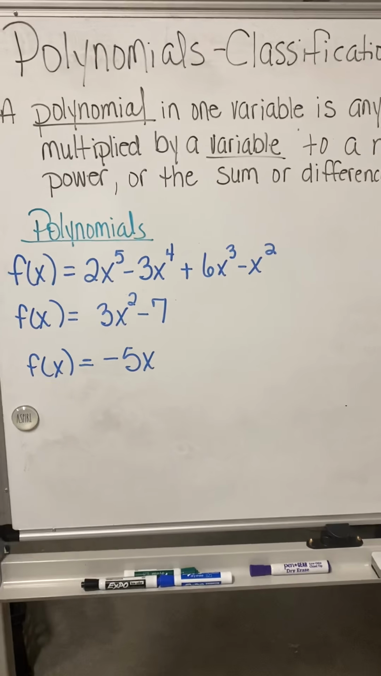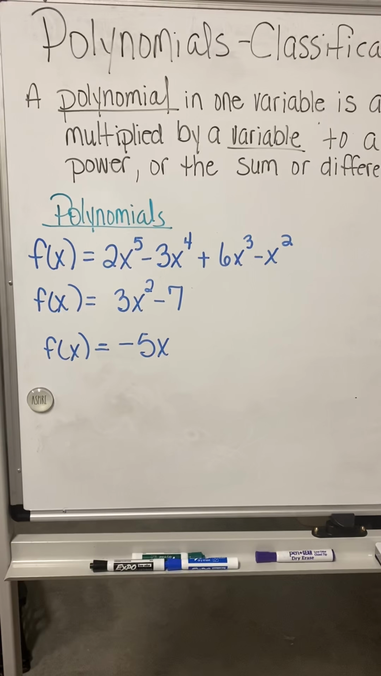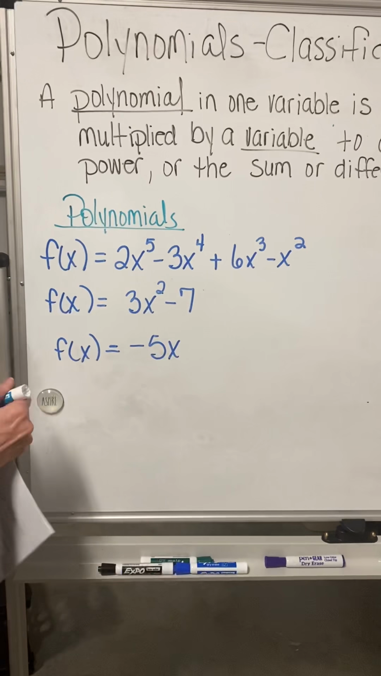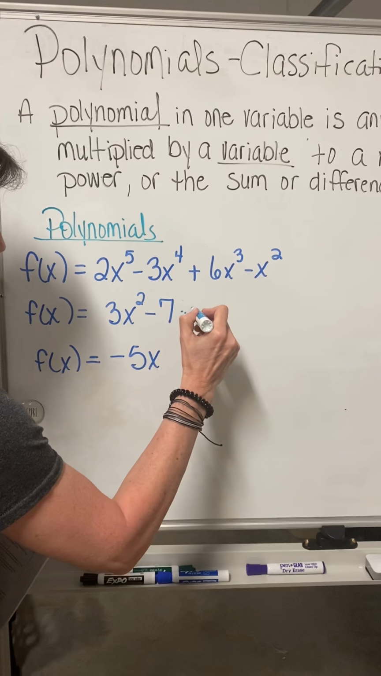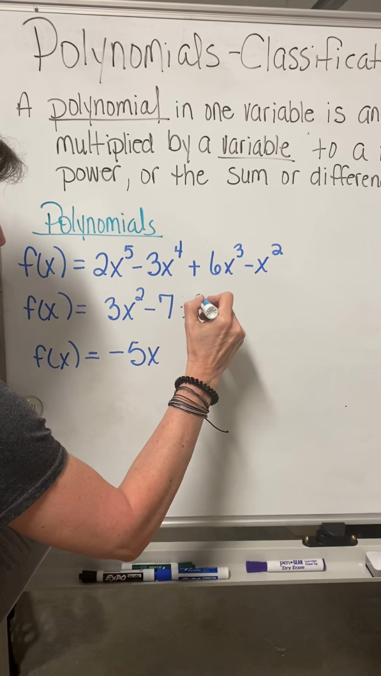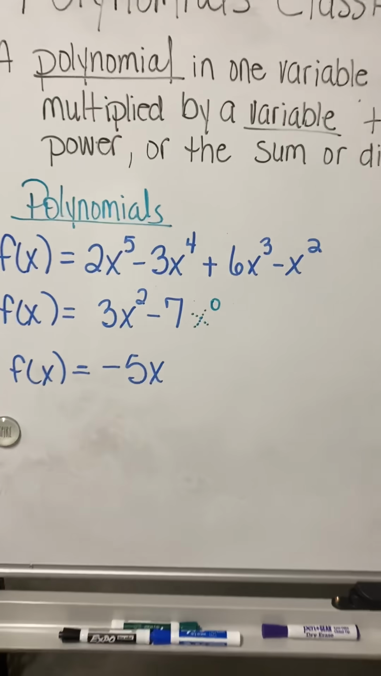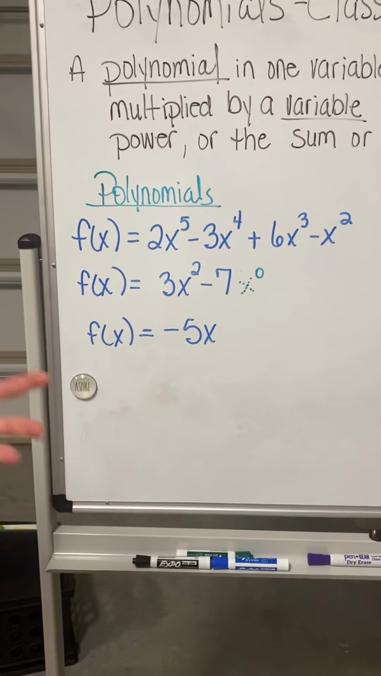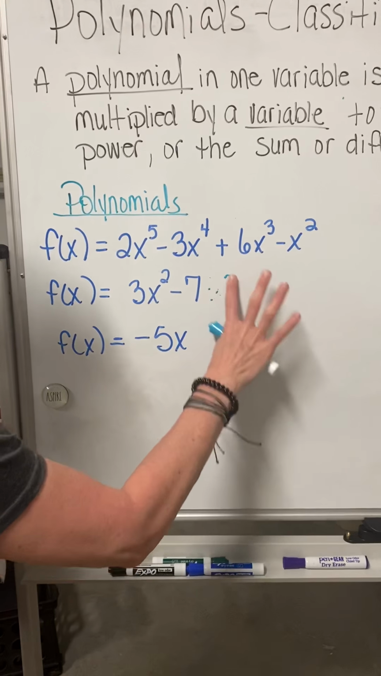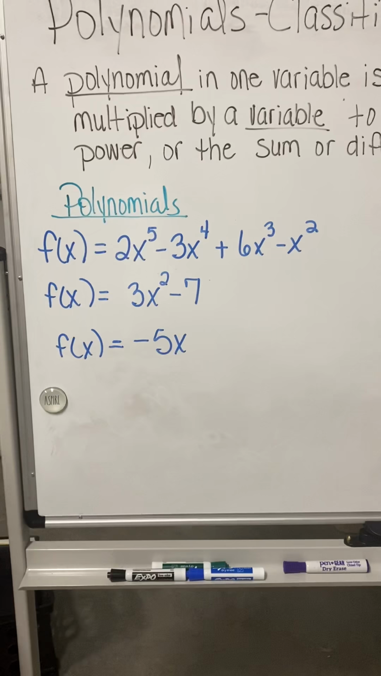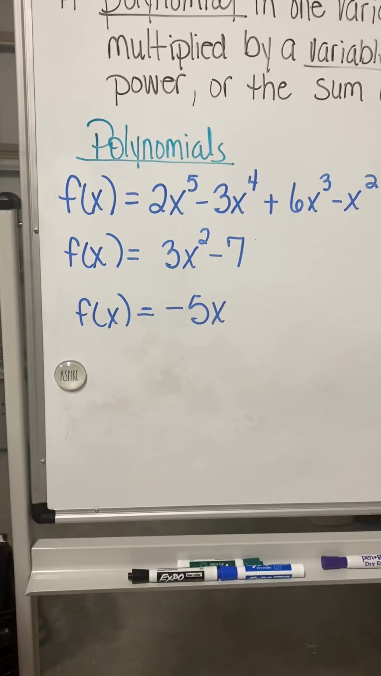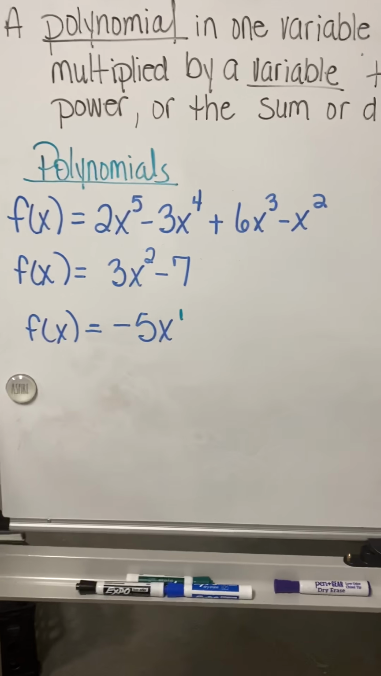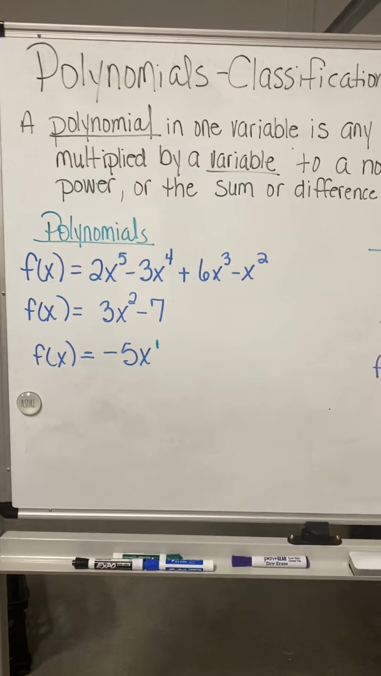The second one, f of x is 3x squared minus 7. The exponent on this x is a 2, and if you put a hidden x right here, you could say that is x to the 0, because x to the 0 is 1, and 7 times 1 is just 7. So that's why there isn't an actual x there. It's kind of there, but we don't have to write it. And then f of x is negative 5x, and of course the exponent on that x would be a positive 1, but we don't have to see that. So all of these would be examples of polynomials, okay?